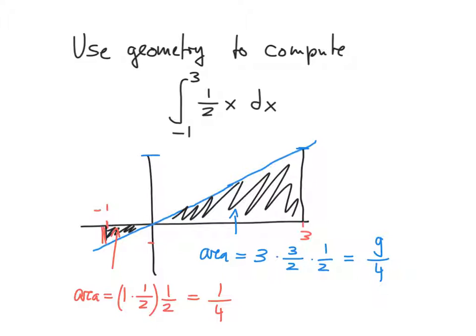So the whole thing now: the area of the triangle that is above the x-axis would be 9/4. And now subtract the area of the triangle that's below the x-axis, which would be 1/4. So that would be 8/4, which is 2.